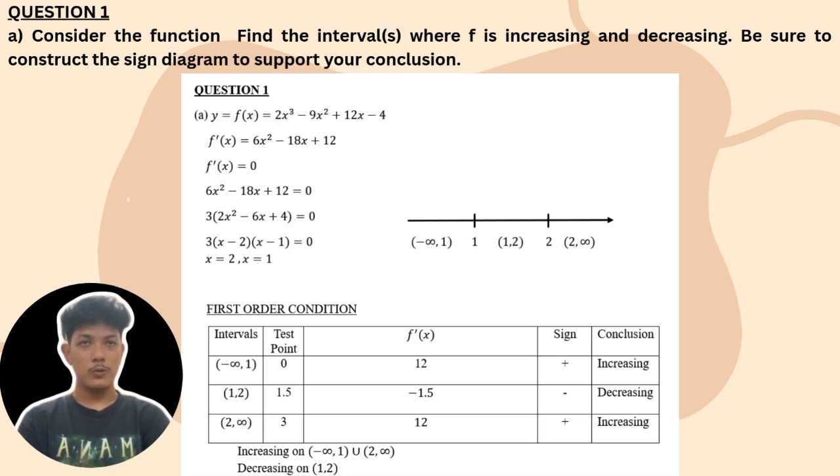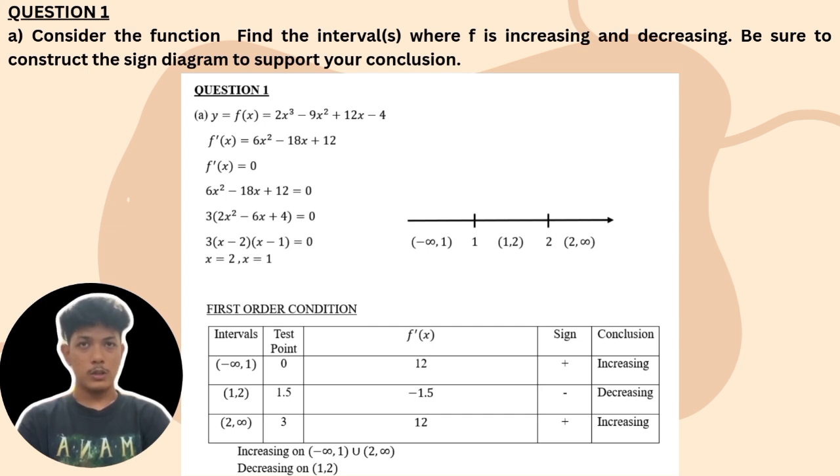Next, we need to find the critical points. This occurs where the slope is 0, meaning f'(x) equals 0. So we need to factorize f'(x) equals 6x squared minus 18x plus 12, and we get 6(x minus 2)(x minus 1) equals 0. Therefore, our critical points are at x equals 1 and x equals 2.